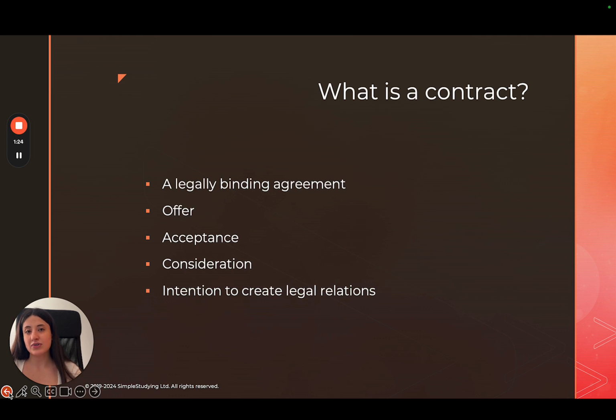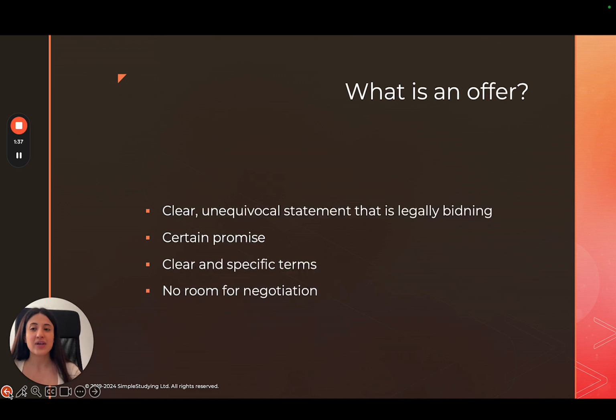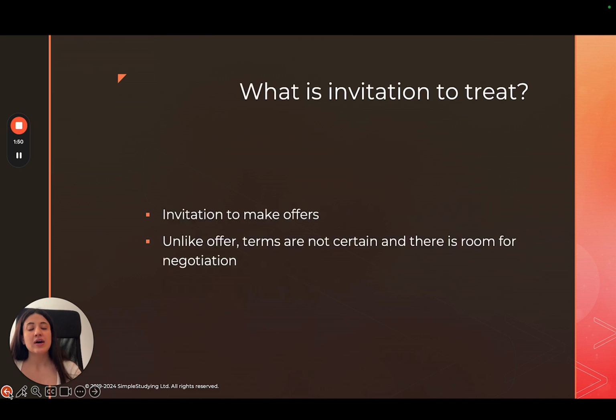First of all, I'd like to explain what is a contract. Contract is a legally binding agreement. The ingredients of contract are an offer, acceptance, consideration, and intention to create legal relations. Offer is a clear and unequivocal statement that is legally binding. It must be a certain promise, with clear, specific terms, and leave no room for negotiation. On the other hand, invitation to treat is an invitation to make offers.